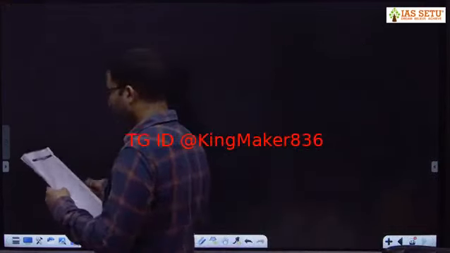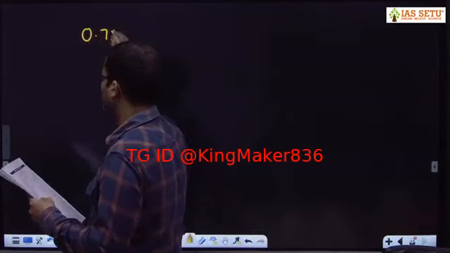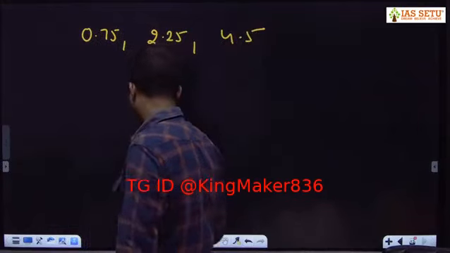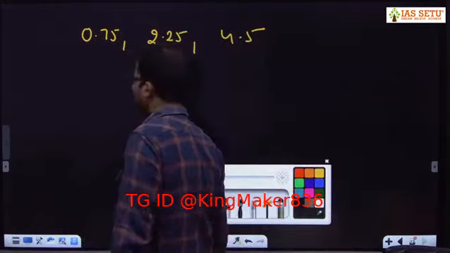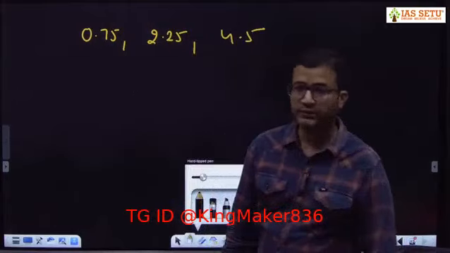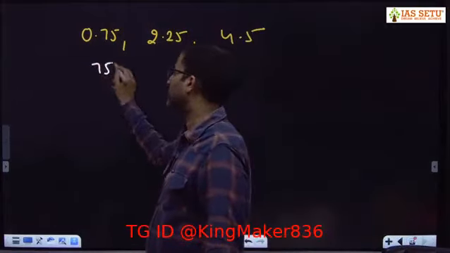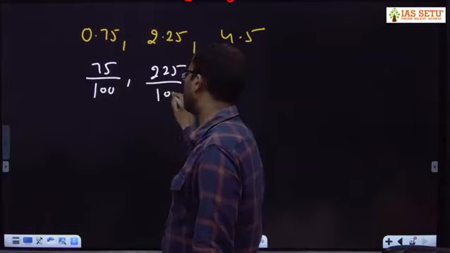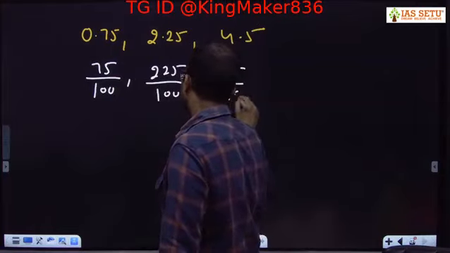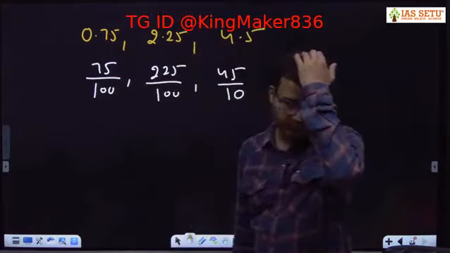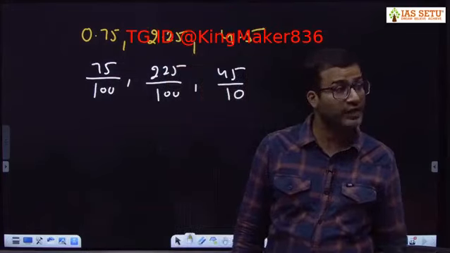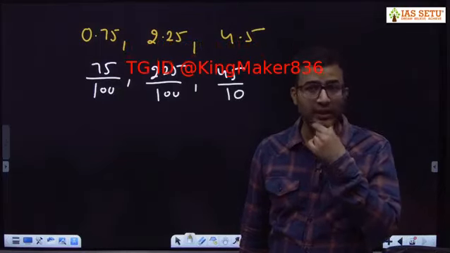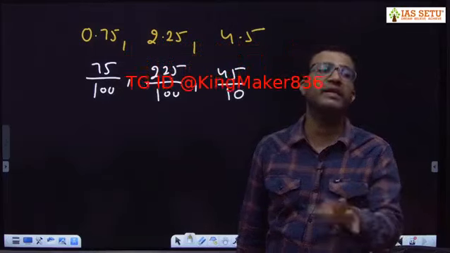Like it is asked, what is LCM of 0.75, 2.25, 4.5. So we will convert this into fraction. So this is 75 upon 100, 225 upon 100, and this is 45 by 10. Then the next step, we have to simplify. Never forget the step to simplify the fraction, because if you will not simplify, you may get a wrong answer.